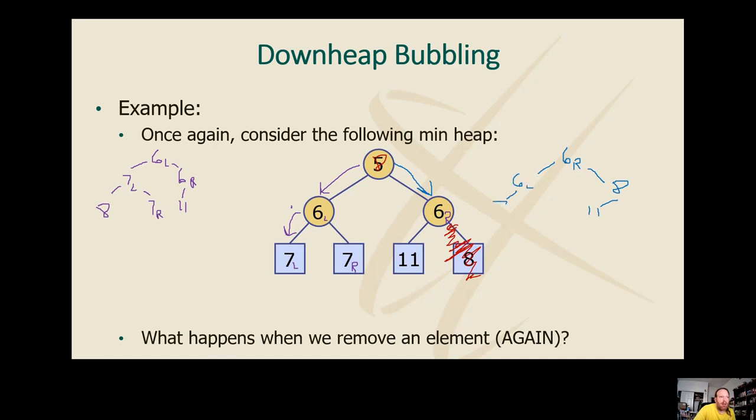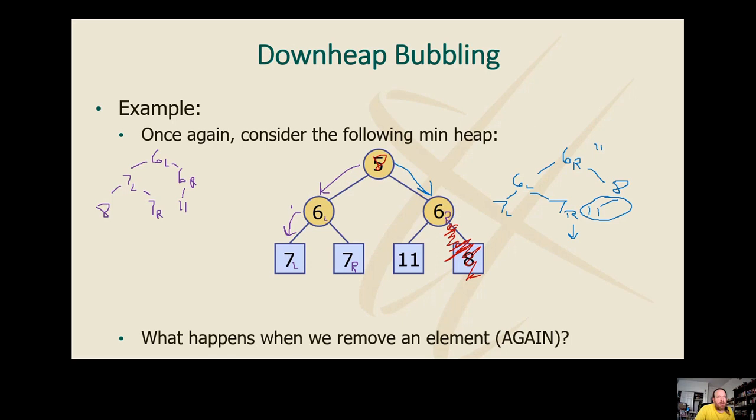Now, why am I doing this? And here's why. I want to show you. Let's remove one more from each of these. If we remove, again, from 6R, we're going to come down here, and 11 is going to bubble to the top. 11 comes up here, right? And this leaf goes away.